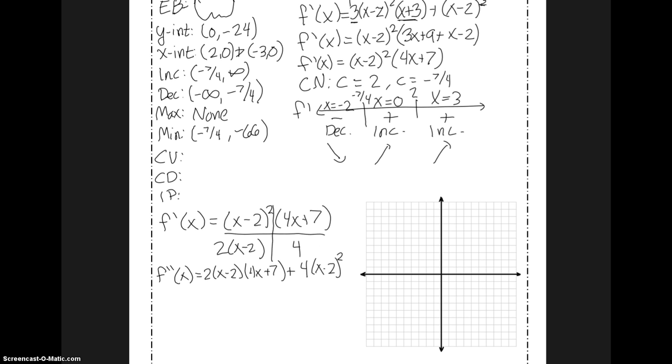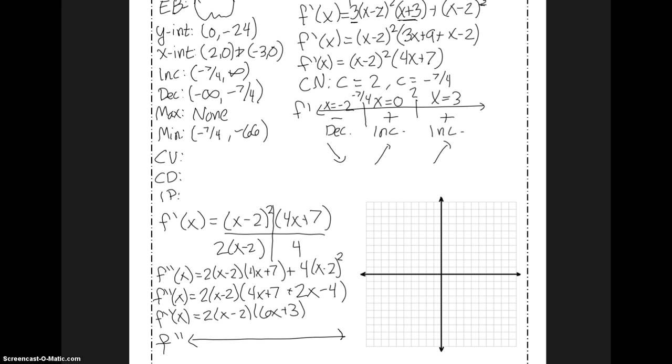I want to factor this. I don't want to multiply it all out. So what do they have in common? Well, they have a 2 and an x minus 2. And from my first piece, that leaves a 4x plus 7. From my second piece, that's going to leave a 2 and another x minus 2, and if I multiply those, I get 2x minus 4. So simplifying that, I get 2 times (x minus 2) times (6x plus 3).